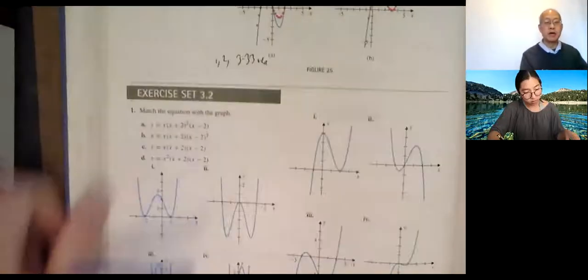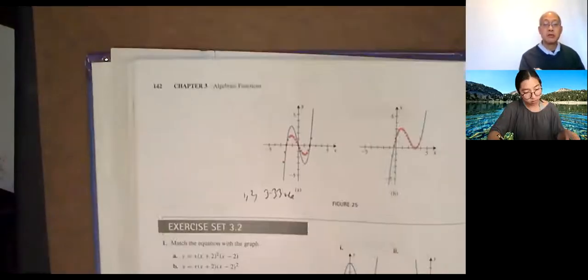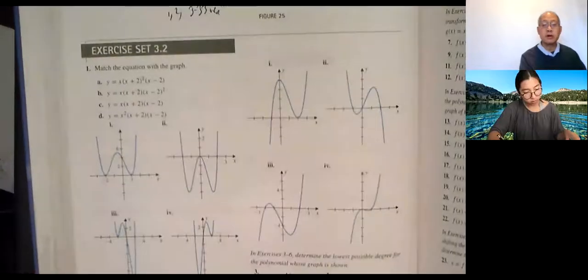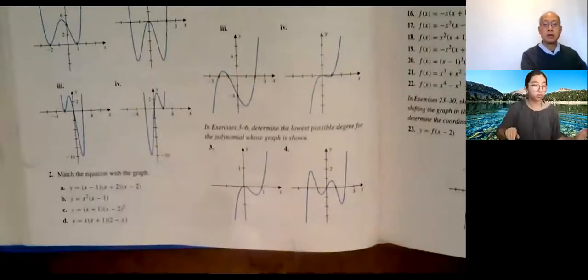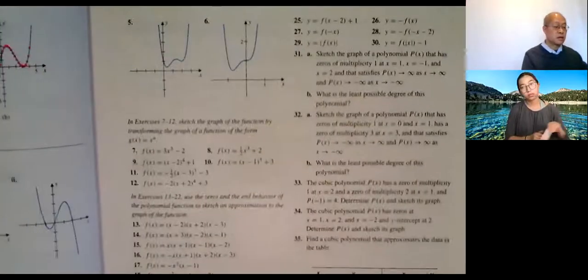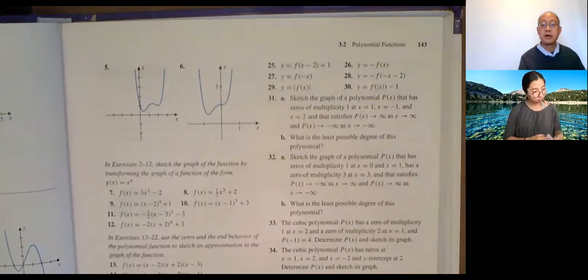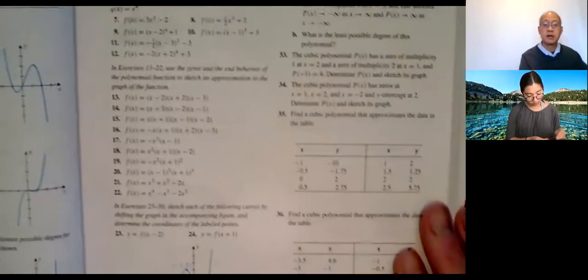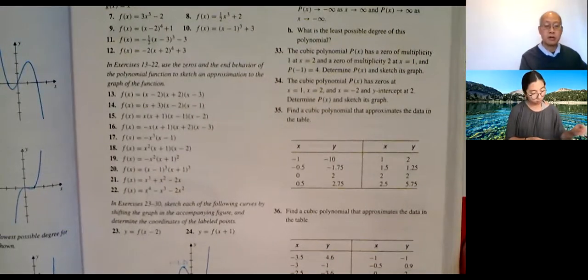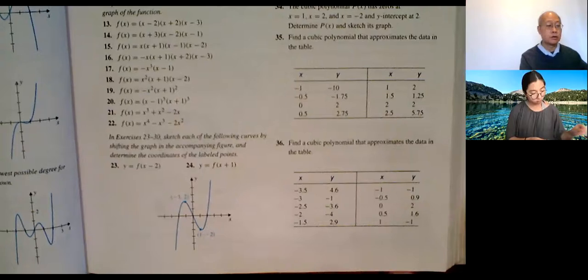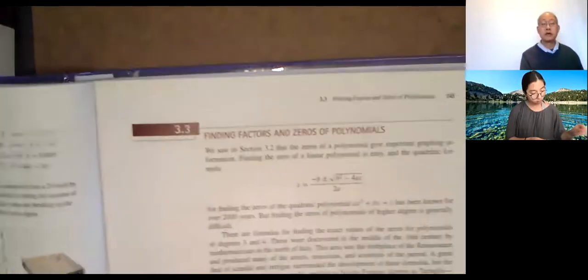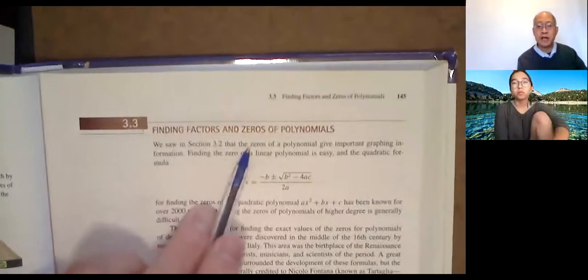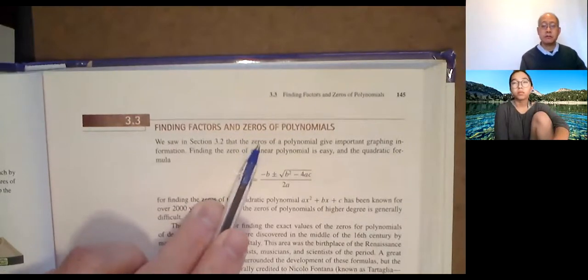Again, quickly, if you need the pictures for the homework again, so page 142, 3.2, some graphs, and that. And on the next page, 143. Some more, and some more. All right. Okay, so 3.3, finding factors and zeros of polynomials.